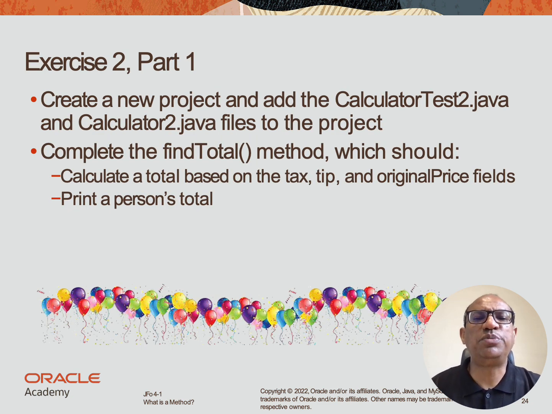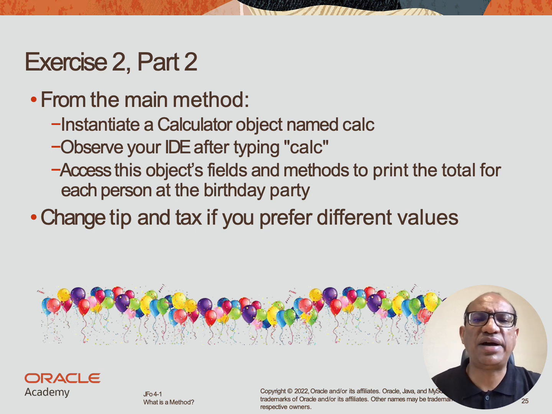In exercise 2, you'll practice using the dot operator and your own methods to calculate totals for each dinner guest. Try changing values and see how your output updates.